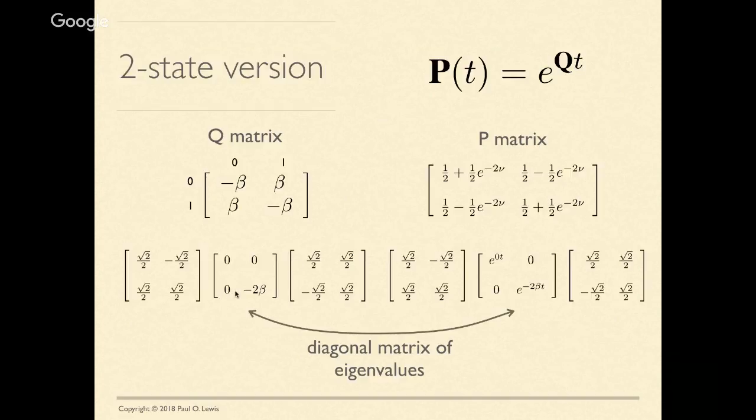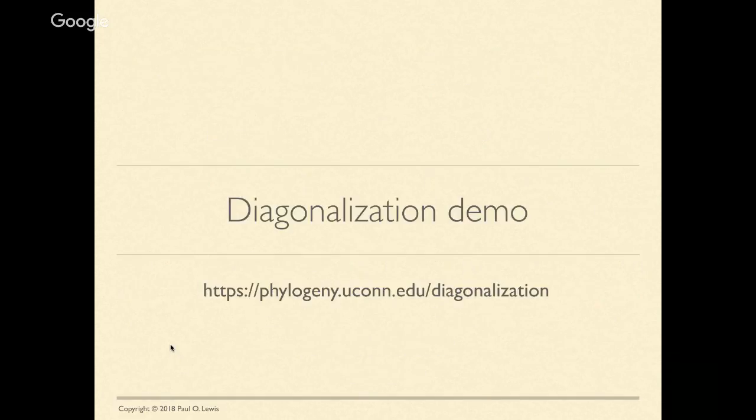If we take the exponential of a matrix, the way to do it, if we can decompose it into eigenvectors and eigenvalues, is to exponentiate the eigenvalues themselves. So we take e to the 0 times t, that becomes this one, e to the minus 2 beta t, that becomes that one. So we can exponentiate the Qt matrix by just exponentiating the eigenvalues, and then we put everything back together again. We do this matrix multiplication, and we'll get the P matrix back. That's in effect what's going on when we do this.